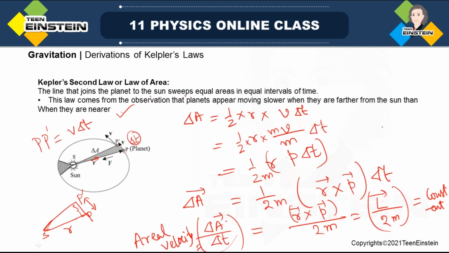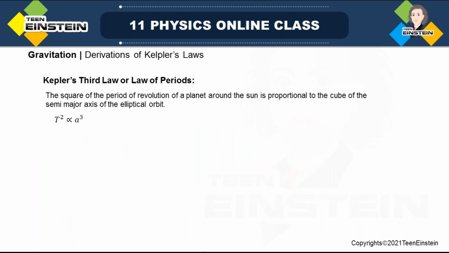So aerial velocity, that is delta A by delta t, is equal to r cross p by 2m. R cross p is the moment of linear momentum, that is angular momentum, divided by 2m. Here m is the mass of the planet. This is constant, and also angular momentum is constant for an elliptic orbit, that we had proved. That's how we can say the aerial velocity is constant. So thus we have proved Kepler's second law, or law of area.